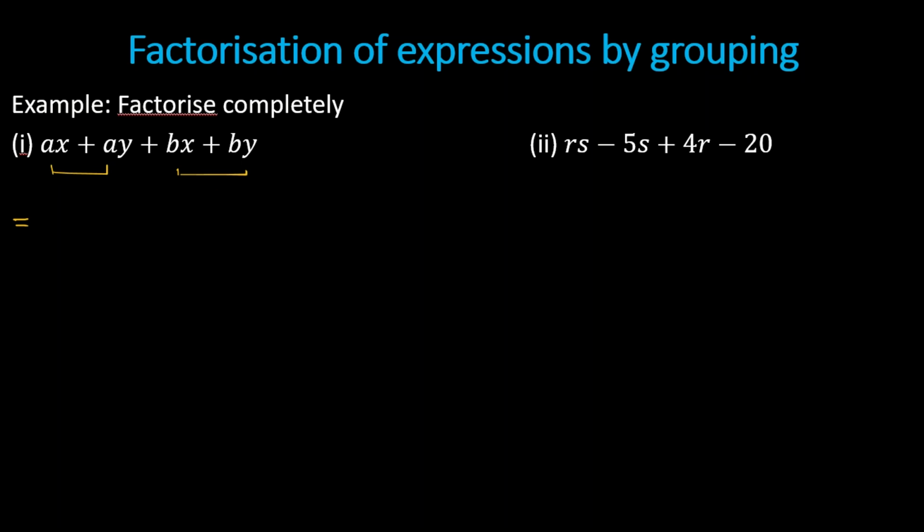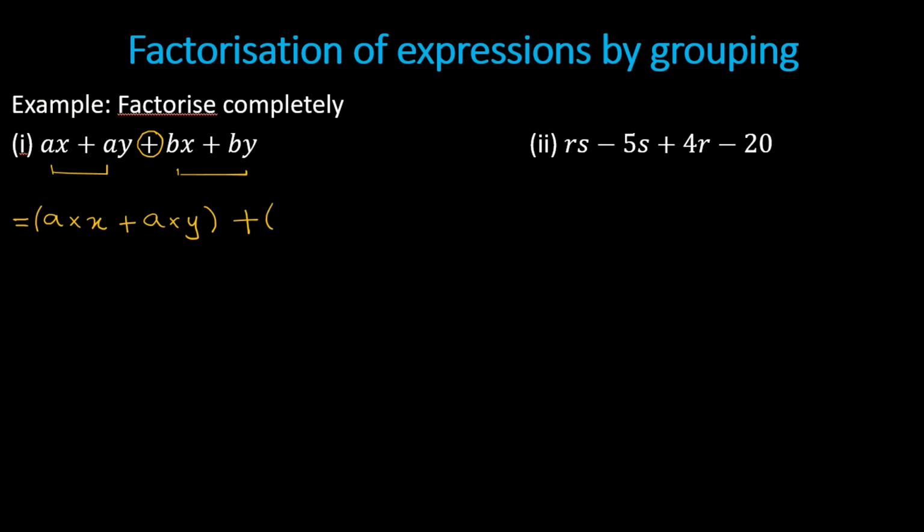Well, we start with a pair of brackets. What is the first term? Ax. Ax is simply a times x, right? Then we have a plus. You insert your plus. What is the second term? Ay is simply a times y. Okay? Then you have a plus again. You write down your plus.